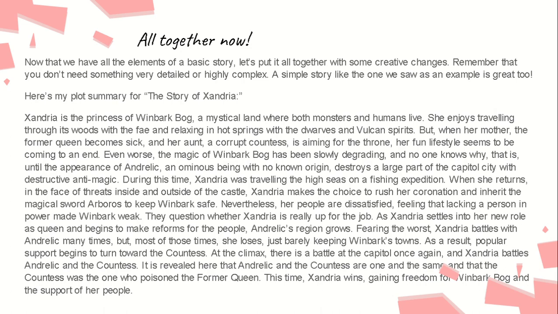As Zandria settles into her new role as queen and begins to make reforms for the people, Angelic's reign grows. Fearing the worst, Zandria battles with Angelic many times, but most of those times she loses, just barely keeping Windbark's towns. As a result, popular support begins to turn towards the Countess. At the climax, there is a battle at the capital once again, and Zandria battles Angelic and the Countess. It is revealed here that Angelic and the Countess are one and the same, and that the Countess was the one who poisoned the former queen. This time, Zandria wins, gaining freedom for Windbark Bog and the support of her people.